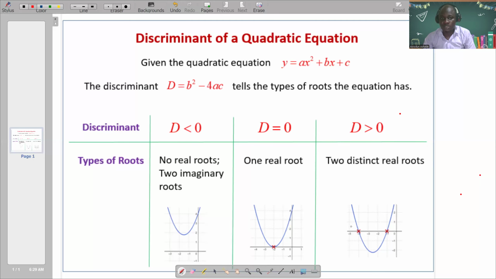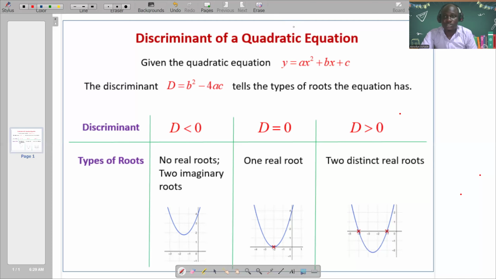And when it's less than 0, that means it's not real. That's when we have a floating graph. It does not cut the x-axis at any point. We have a floating graph. This is how to view it graphically using our discriminant.